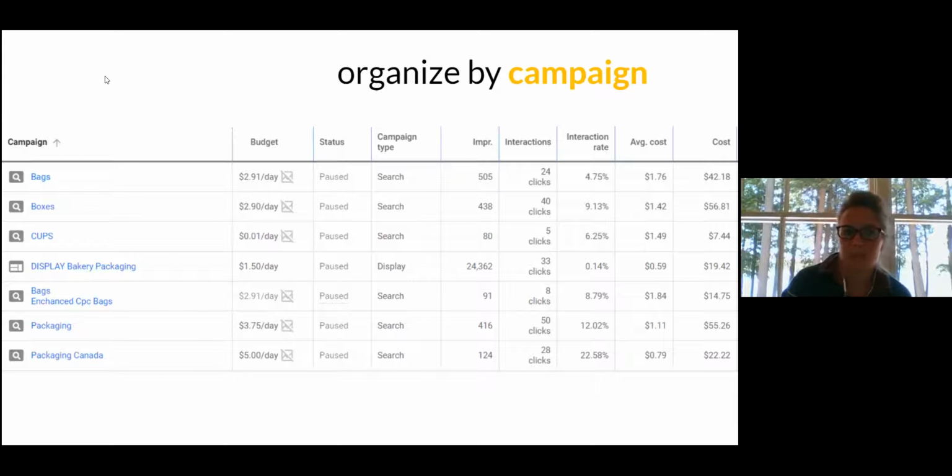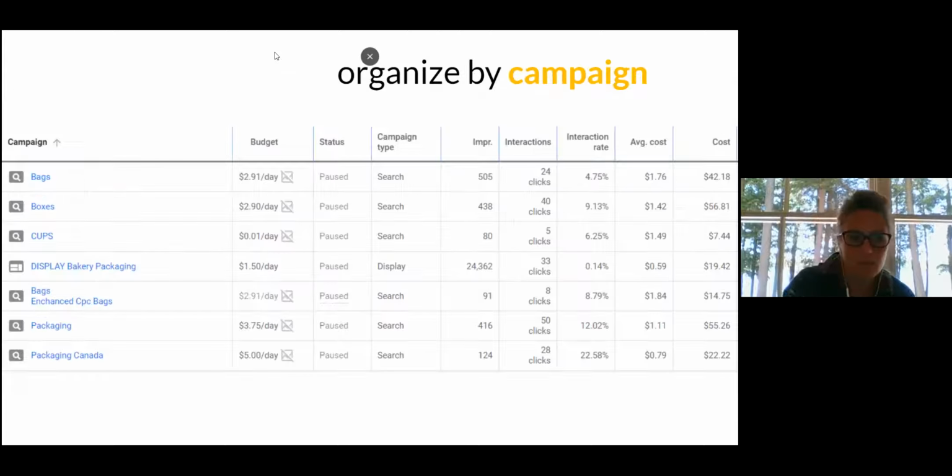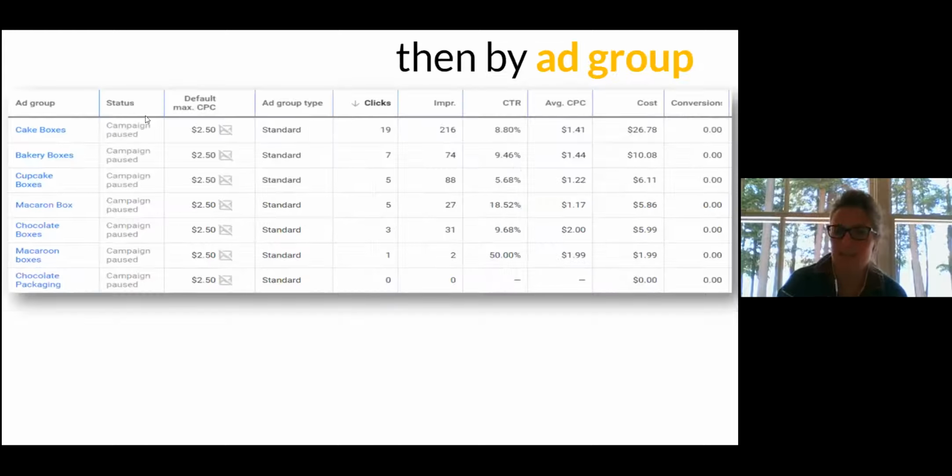So for example, here, for this company, I've taken a screen capture from within the ads platform. They have a campaign called Bags. Actually, I've got a screenshot for their boxes, so let's go to this boxes campaign here. Within their campaign called Boxes, they have ad groups to delineate each kind of box that they sell. They sell cake boxes, cupcake boxes, macaroon boxes, et cetera, et cetera.